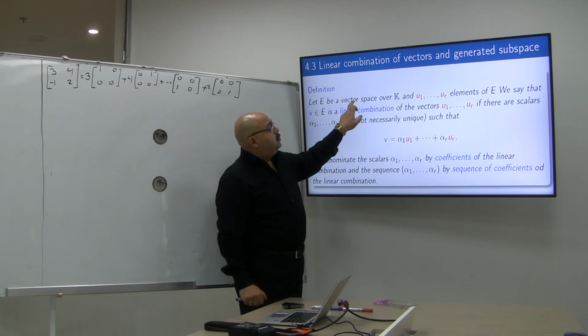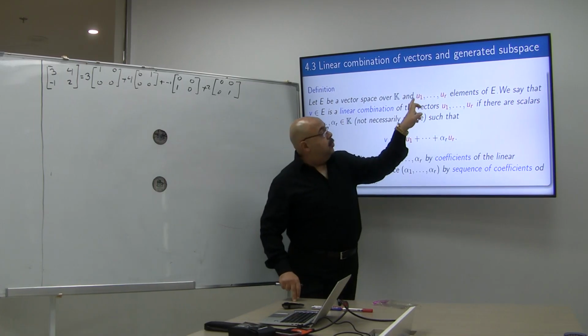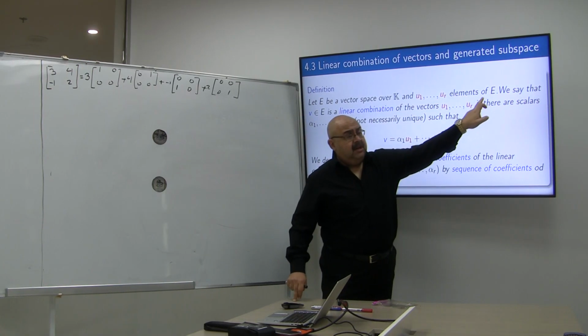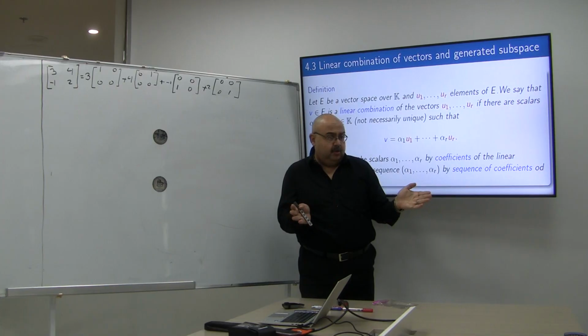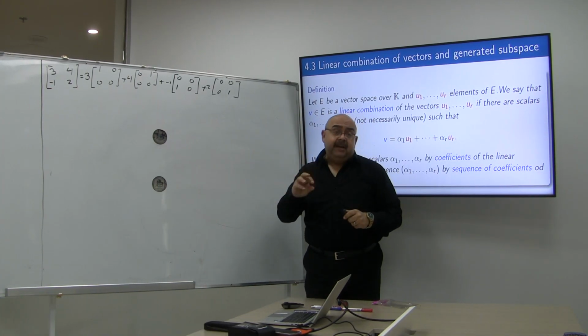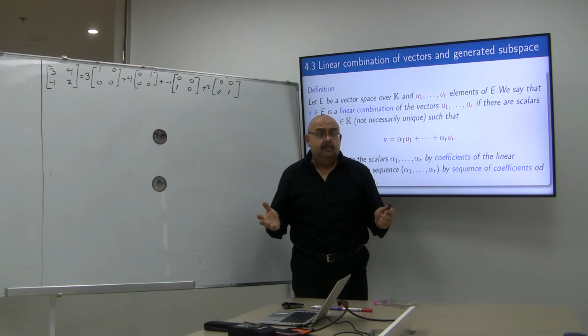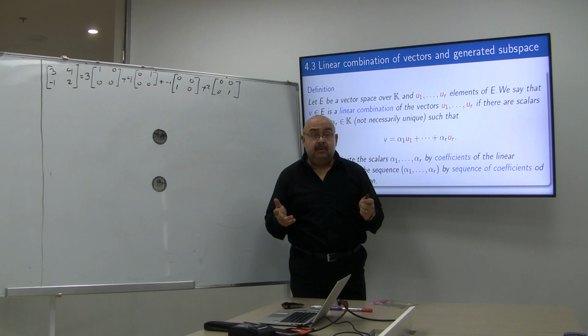Let E be a vector space over K. So I'm talking once more about real or complex. And U1 up to Ur are elements of E. They are any bunch of vectors in E. I'm not obliged to have the same number exactly. Maybe 2 vectors will do it. Maybe 3 vectors will do it. You understand what I'm saying?